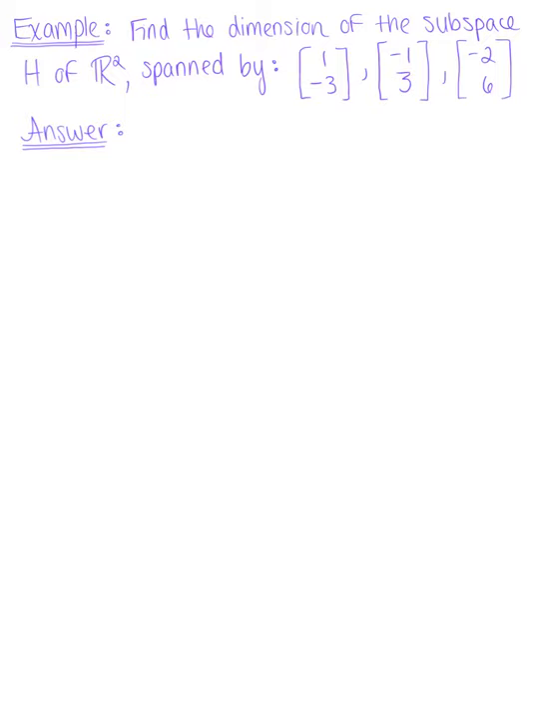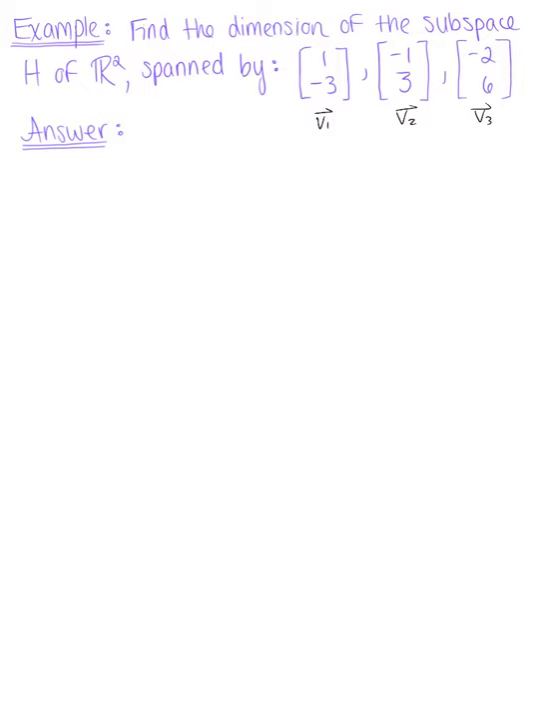Find the dimension of the subspace H of R2 spanned by the vectors (1, -3), (-1, 3), and (-2, 6). So just to get us started, let's label these vectors: v sub 1, v sub 2, v sub 3.